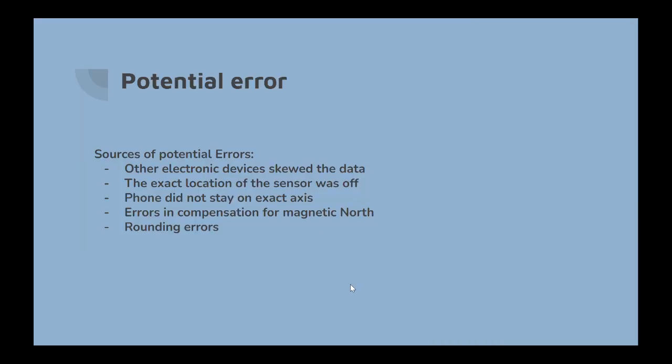Our potential error for this lab is quite a few. Other electronic devices could have skewed the data. The exact location of the sensor could have been off. The phone could have not stayed on axis exactly, errors in compensation for the magnetic north could have occurred, and rounding errors could have occurred.